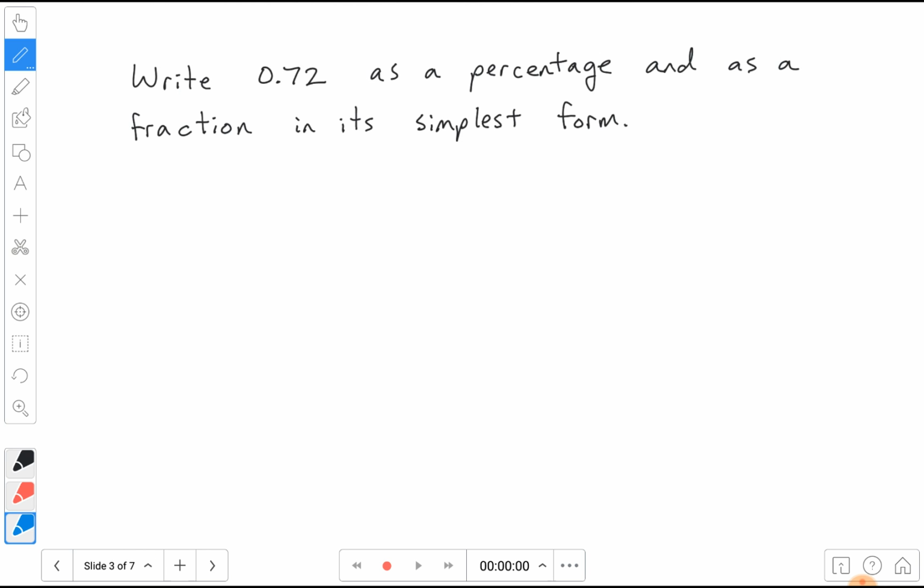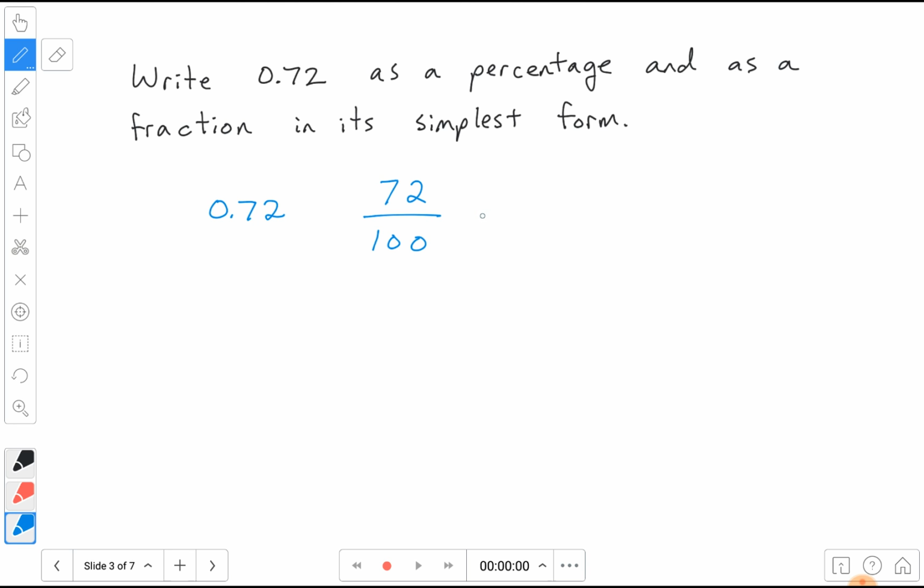Let's write 0.72 as a percentage and as a fraction in its simplest form. So we're going to take a decimal and write that as a percentage, and take a decimal and write that as a fraction. So 0.72. We have a 7 in the tenths position and a 2 in the hundredths position. So that means we can write this as 72 hundredths, which is 72 over 100.